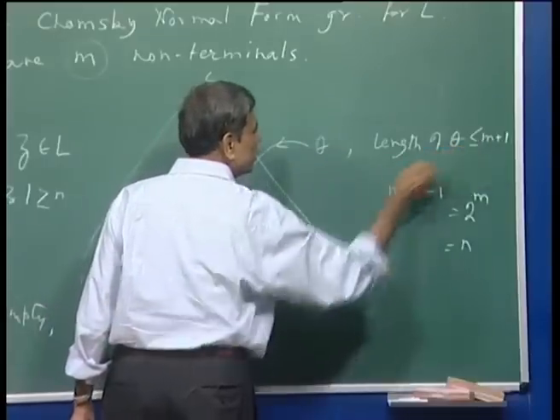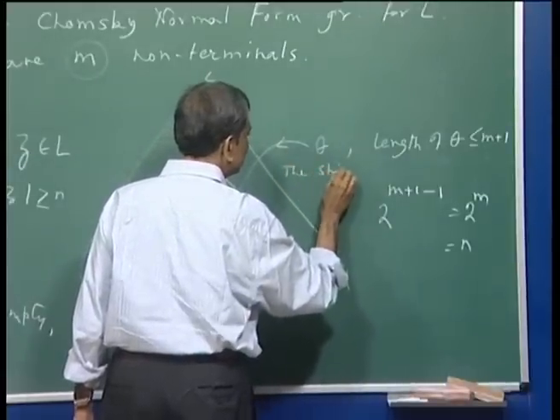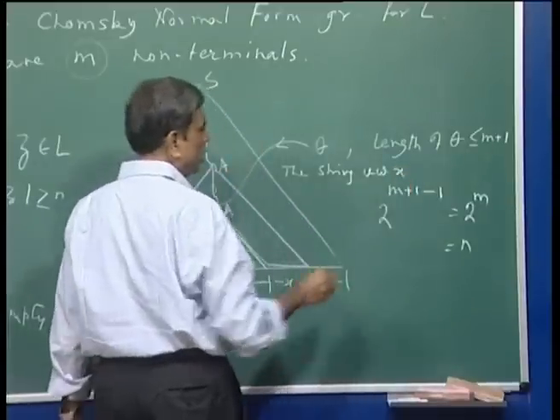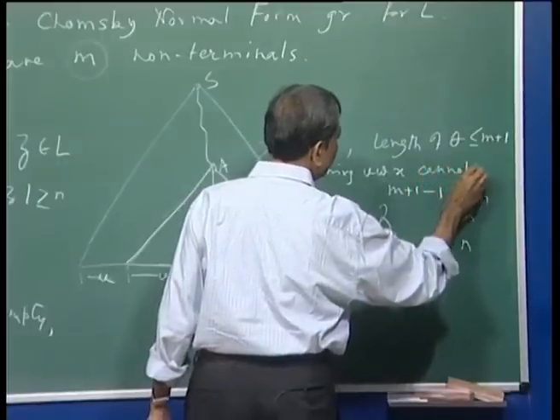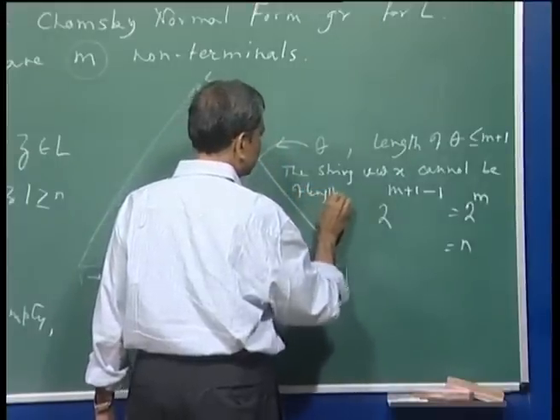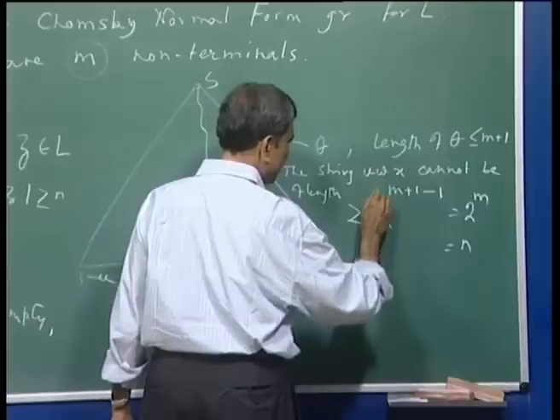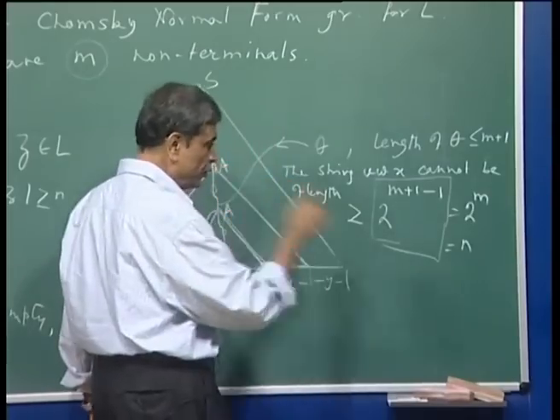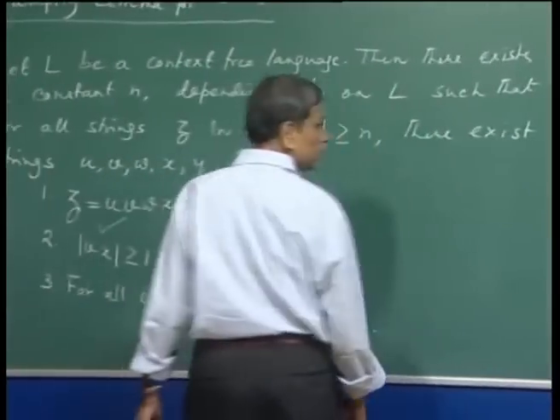Length of theta is m plus 1. So, the string VWX cannot be of length greater than this, which is equal to 2 to the power m, which is equal to n, where n is the pumping lemma constant, right?